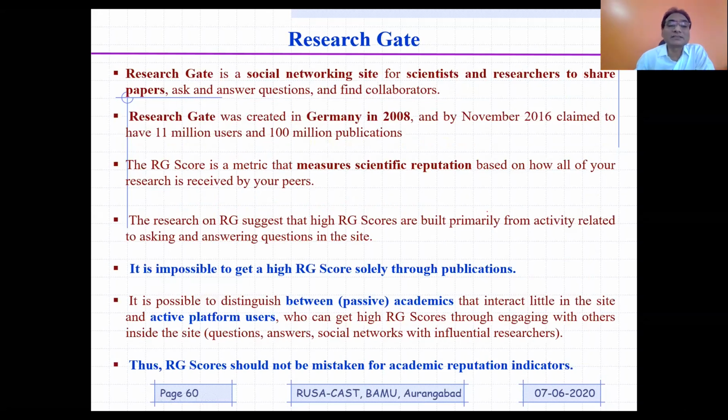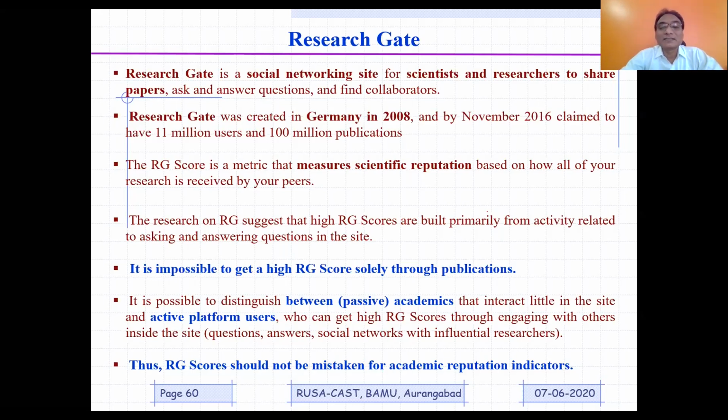You must have come across ResearchGate as well, so I should tell you what ResearchGate is all about. ResearchGate is a social networking site for scientists and researchers to share papers, ask and answer questions, and find collaboration. Usually, if you have some publications, you can create an account on ResearchGate and share your publication there, and then people will be asking you questions about your own publication. If you are really active on ResearchGate, then only your score will be enhanced.